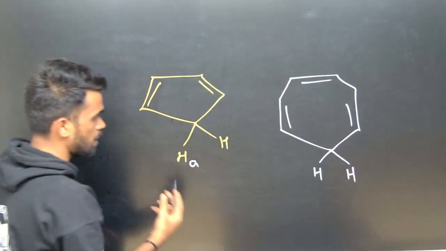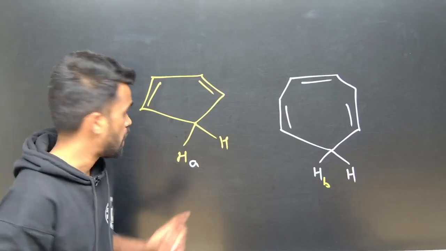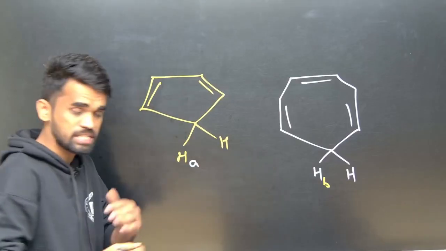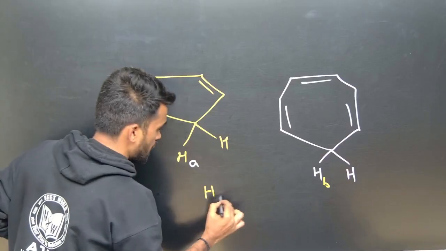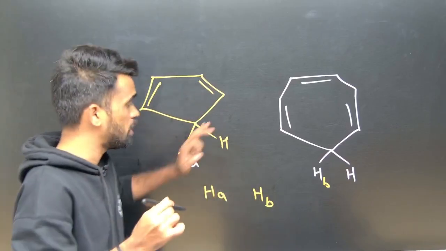Now tell me, here I am saying HA, HB. Now which hydrogen is more acidic? Identify HA and HB, which is more acidic. What is the order of acidic nature of HA and HB? Which is more acidic? Write in the comment box. I will be looking for your answer.